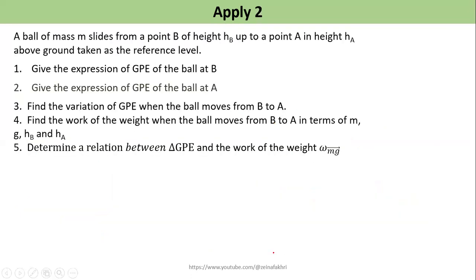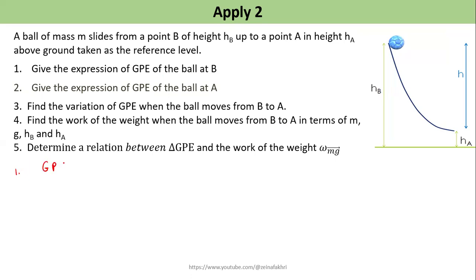We'll do another application. A ball of mass m slides from the point B to the point A of a height HA above the ground, taken as the reference level. Give the expression of GPE of the ball-Earth at the point B. Here, we just have to give the expression. So GPE at the point B equals mgzb. It's above the reference, so it's positive. So mg, height of the point B.